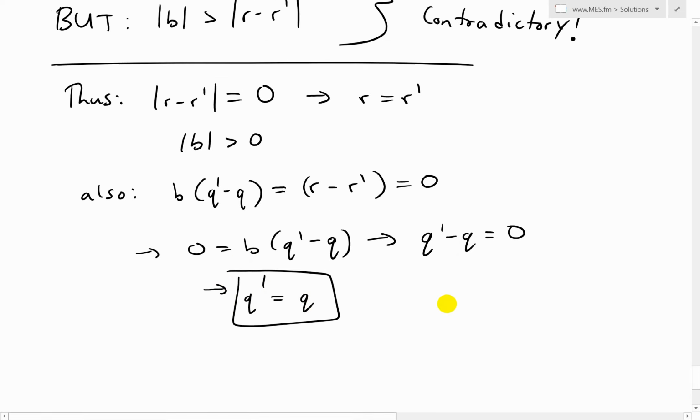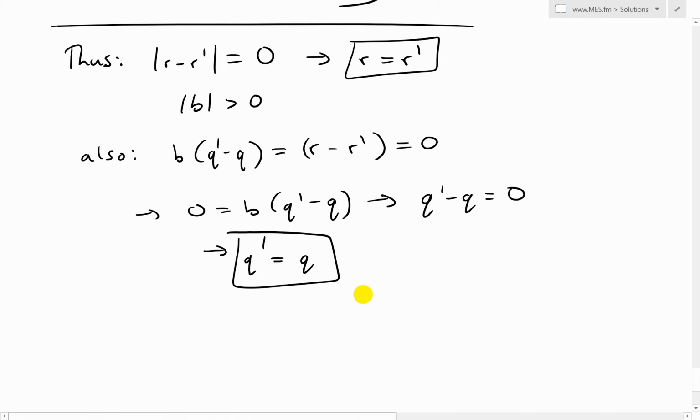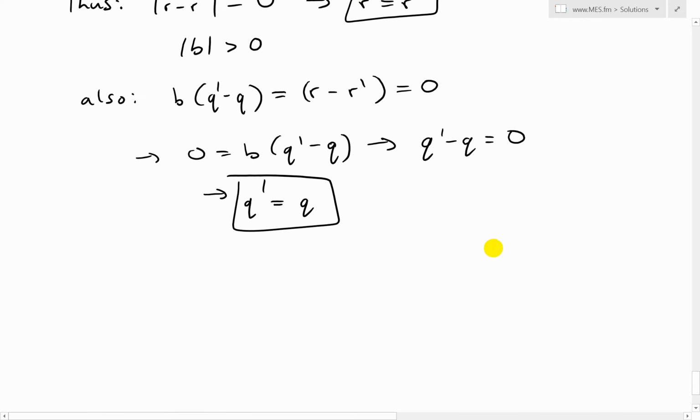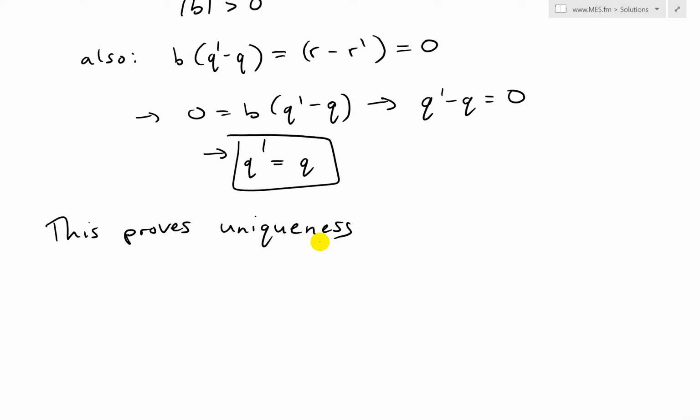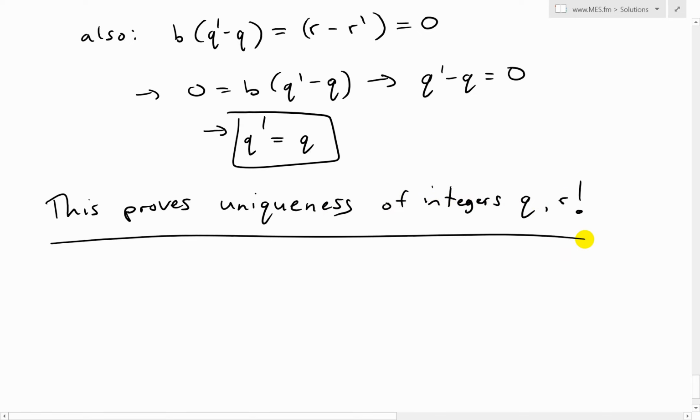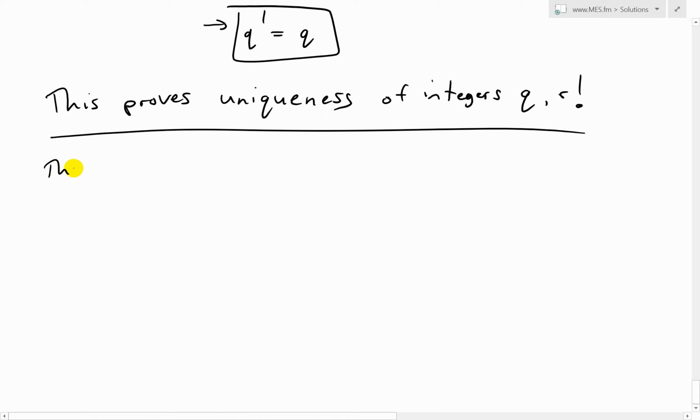Q prime equals q. Amazing. So the only value the other one can be has to be equal to this one. We can't have different values. And we can write this out as: this proves uniqueness of the integers q and r. Absolutely amazing.